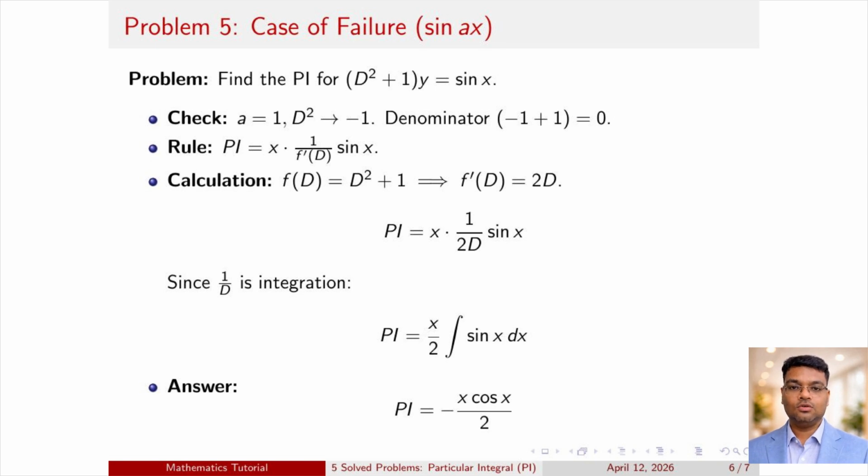Now apply the operator. 1 divided by D means integration. So we write PI equals x multiplied by 1 by 2 integration of sine x. Now integrate. Integration of sine x is minus cos x. So finally PI equals minus x cos x by 2.